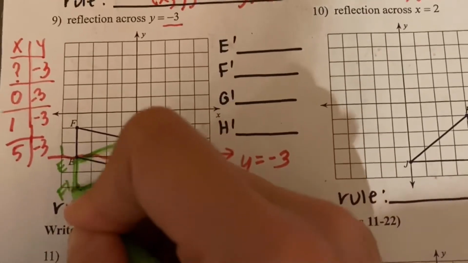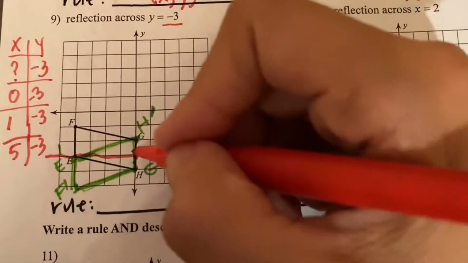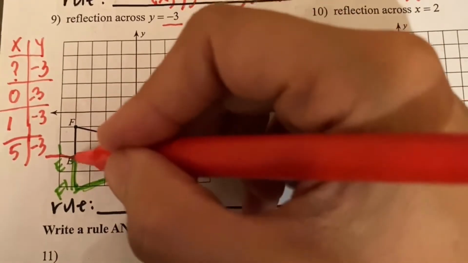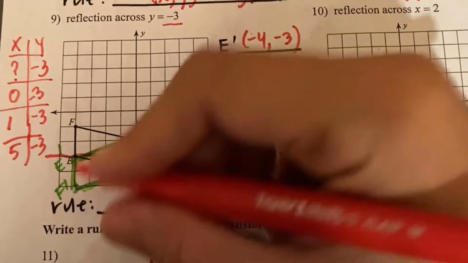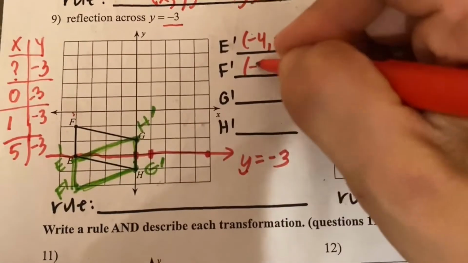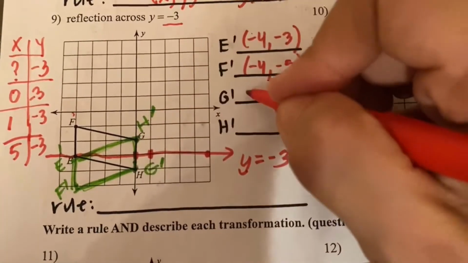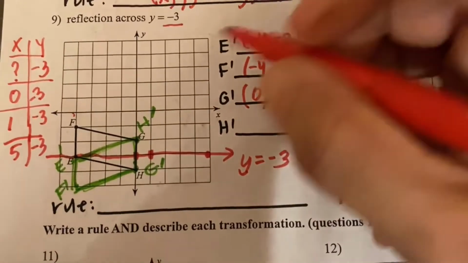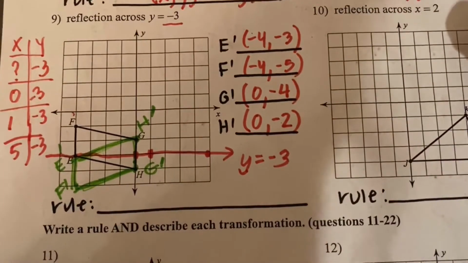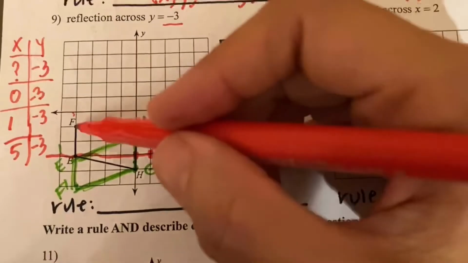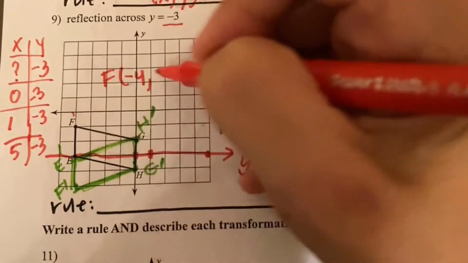Something like that. So let's read these coordinates. E prime is -4, -3. F prime, -4, -5. 1, 2, 3, 4. H prime. Let's find out a rule. Well, what was E, or F rather, before? Let's look at before. F was -4, -1.